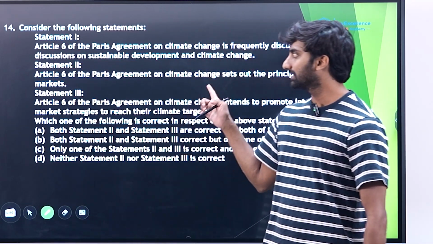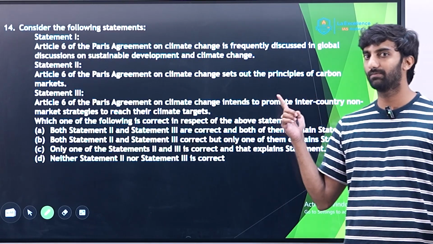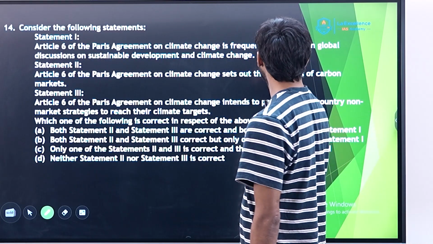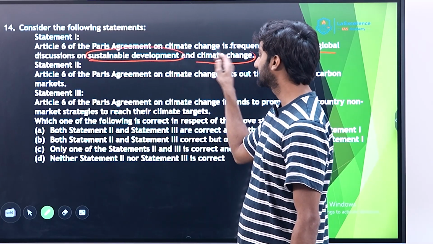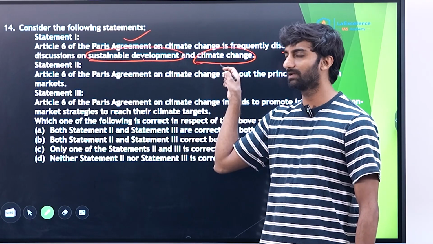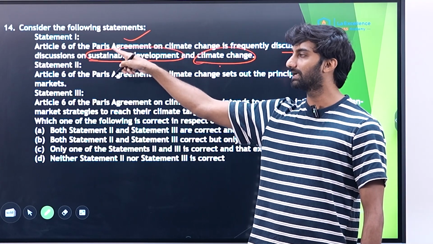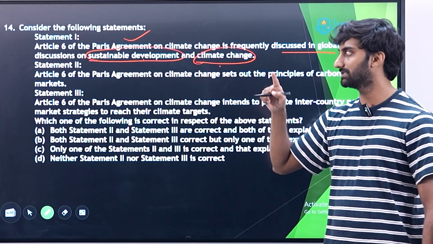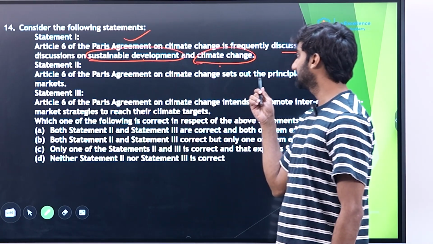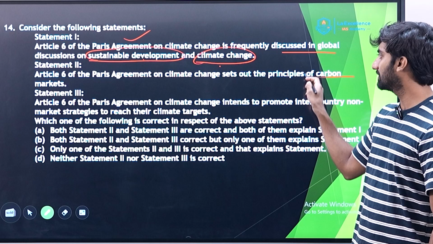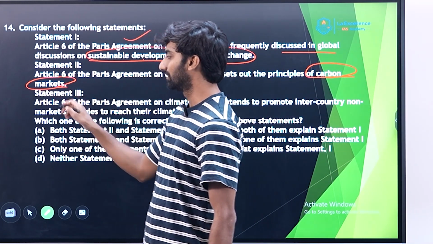Then question 14. Regarding the Paris Agreement, he is asking about Article 6. This Article 6 is also frequently mentioned. He is saying it is discussed in global discussions on sustainable development and climate change. We know the Paris Agreement is about sustainable development and climate change. Every article of the Paris Agreement deals with the same, and Article 6 also deals with the same. The first statement is true. Statement 2: Article 6 of the Paris Agreement on climate change sets out the principles of carbon market. This is a fact, so this statement is also true.